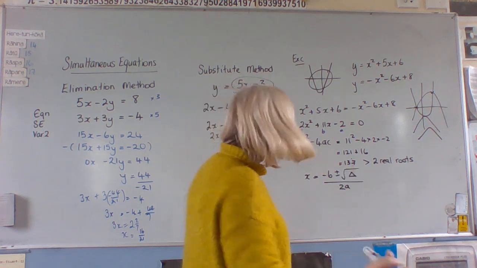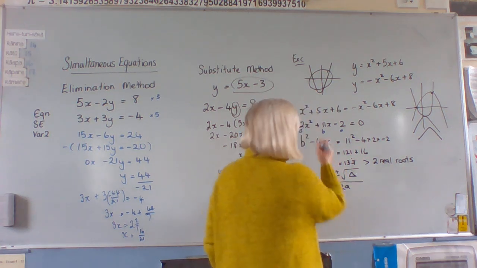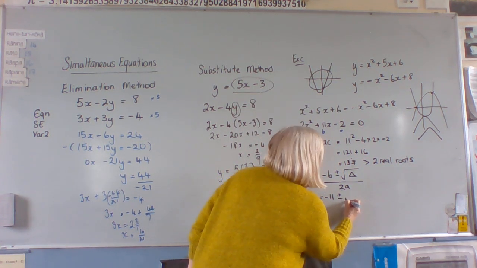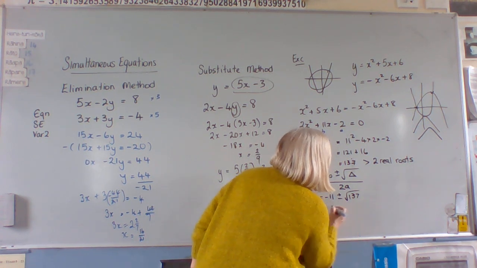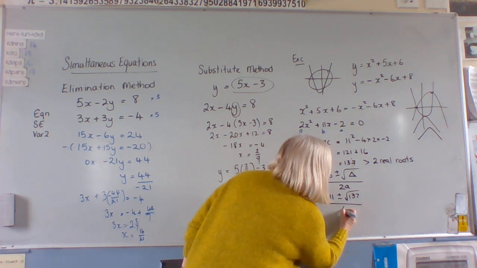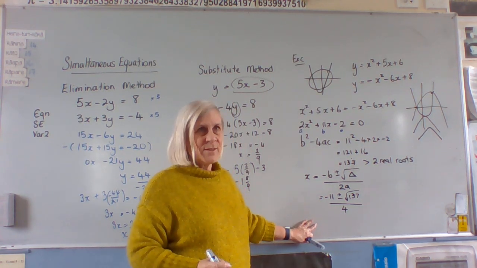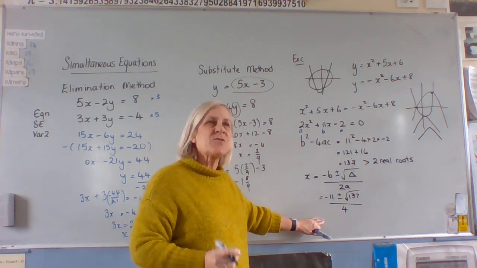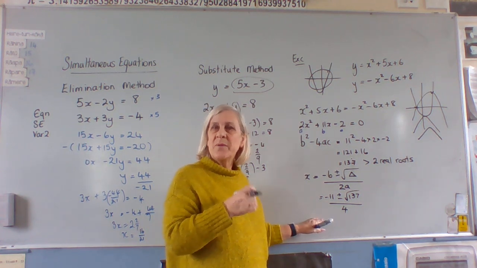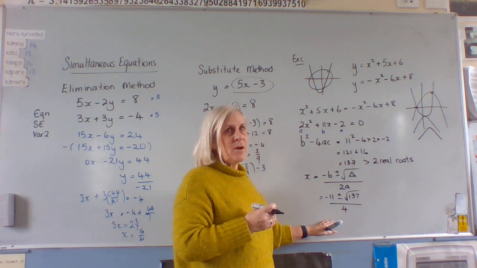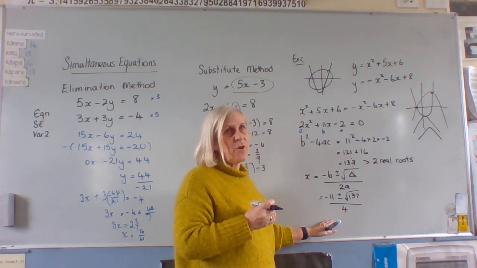Yeah, there you go. So we've got b, which is 11, negative 11, plus or minus the square root of 137, all over 2 times a, which is 4. They are the 2 x values. Right, that's the exact answers. Remember we talked about exact answers with completing the square. That's the exact answers. They're perfect. Horrible numbers. Square root of 137.